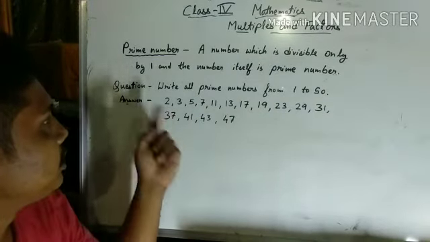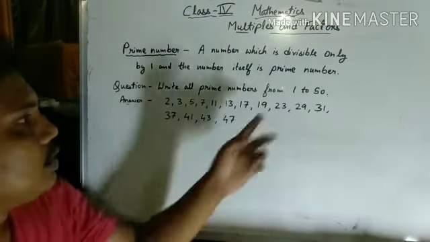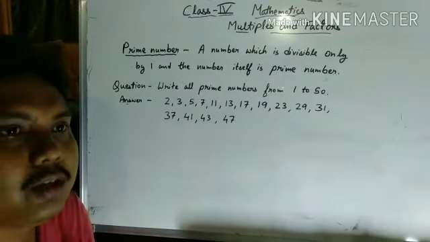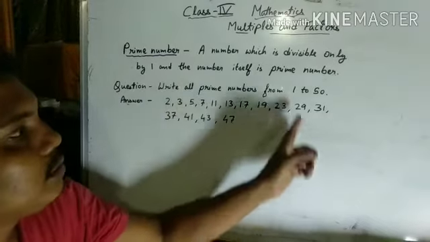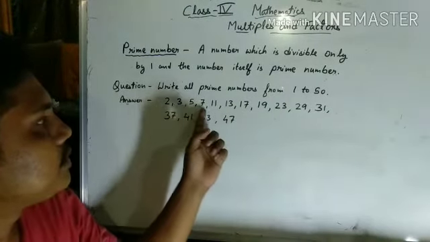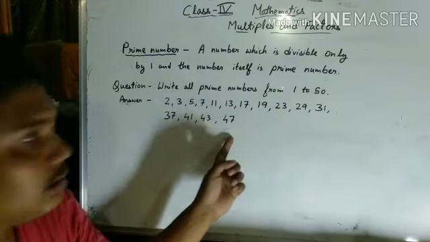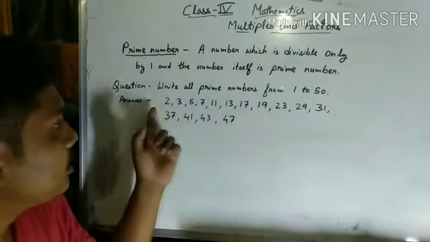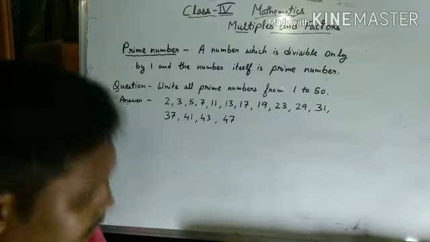First, let's see a question. Write all prime numbers from 1 to 50. So from 1 to 50 there are so many prime numbers. Beyond 50 also we have prime numbers, but in our question we have to write only from 1 to 50. So the prime numbers are 2, 3, 5, 7, 11, 13, 17, 19 till 47, like this. You have to write this in your copy and you have to learn these numbers. These numbers are known as prime numbers from 1 to 50.